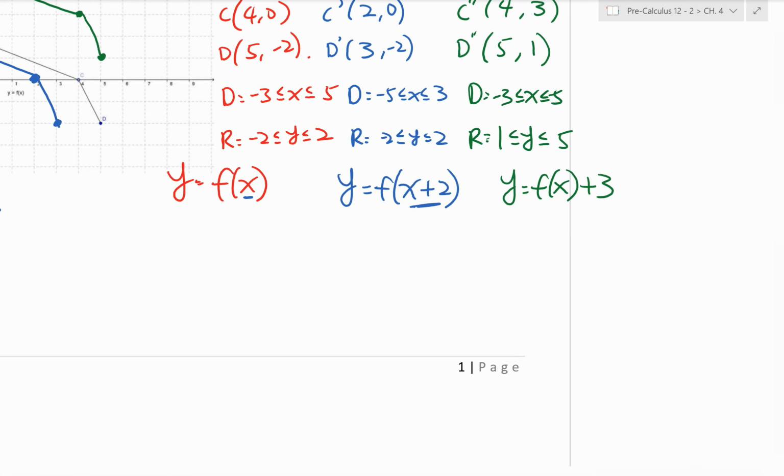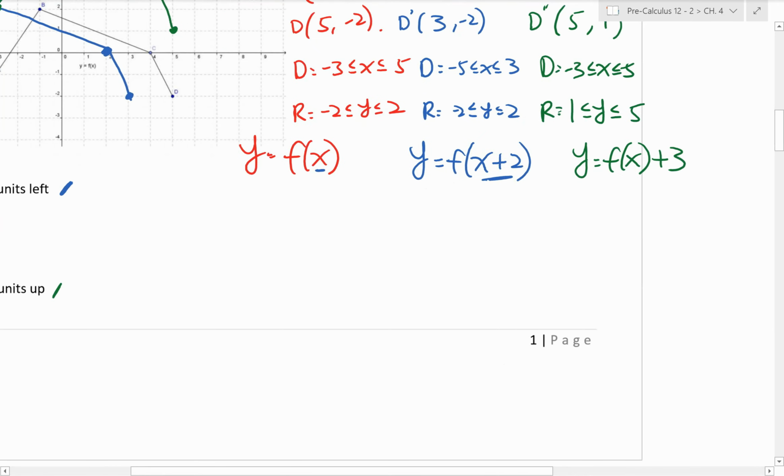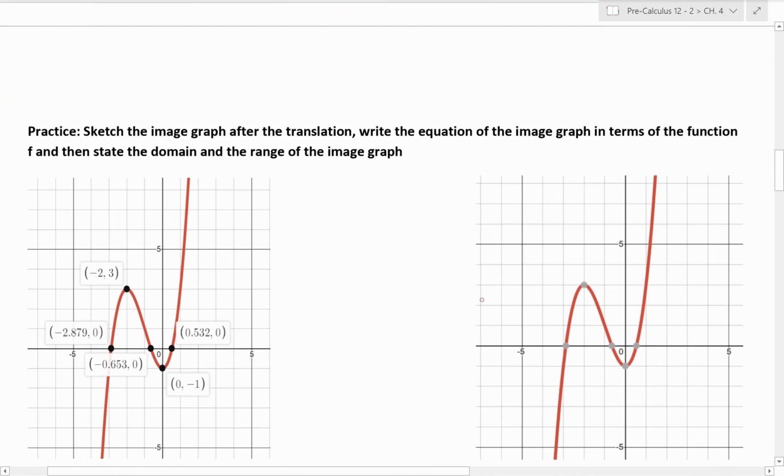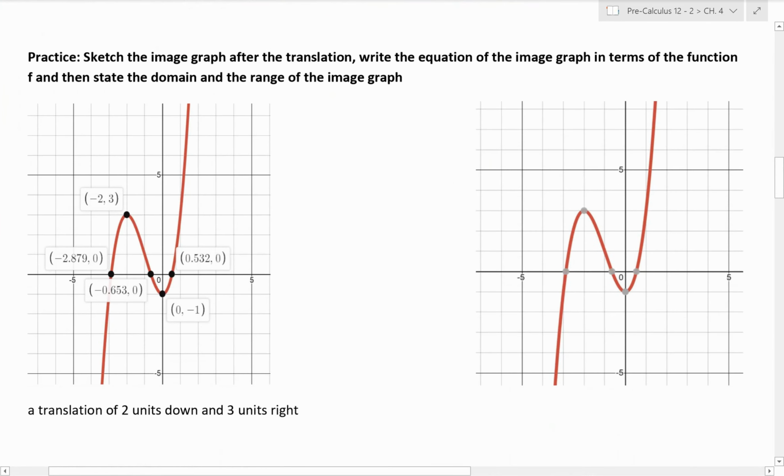Okay, so before you move on to the... you know what, just move on. So here we go. I'll do a quick summary at the end. Here is the practice question for you to do.